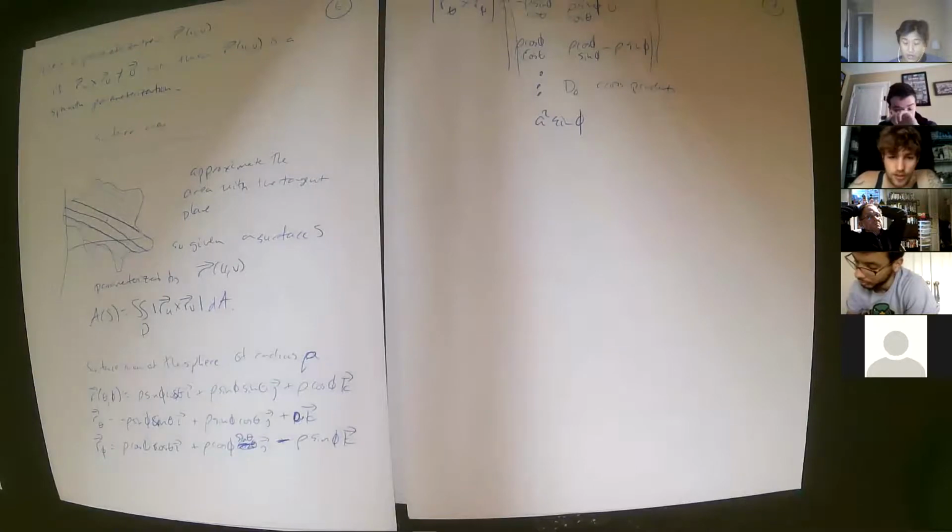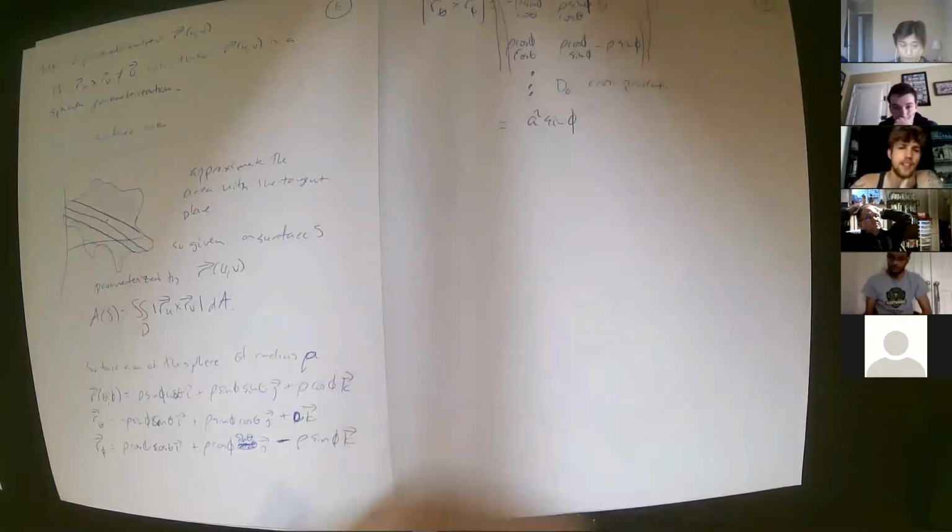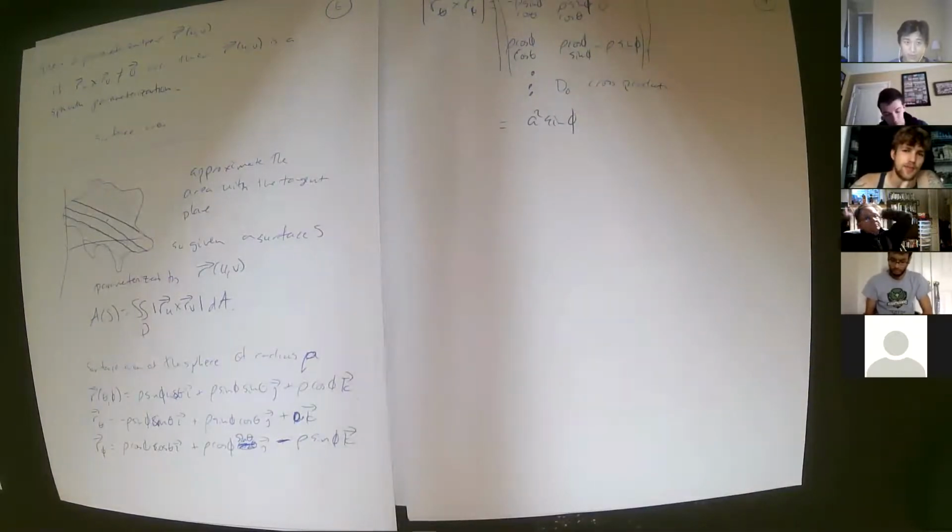The cross product of those two is a squared sine phi. The length of the cross product, that's right. The cross product is a vector.